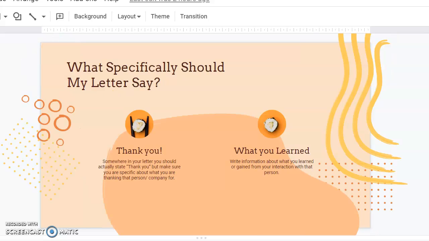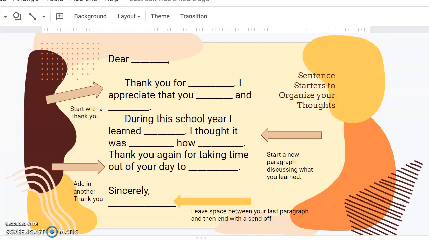Okay, we have things that you should specifically state in your letter. Saying thank you, always want to make sure that we state that. And then also maybe even what you've learned. So what's something that they've taught you in their class that is really helpful or important.